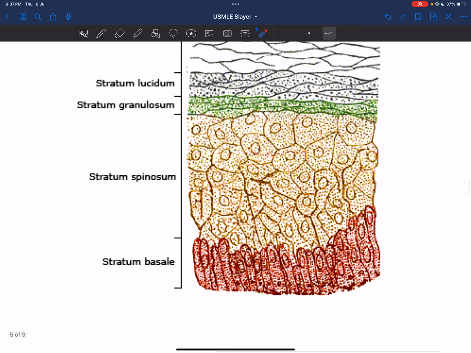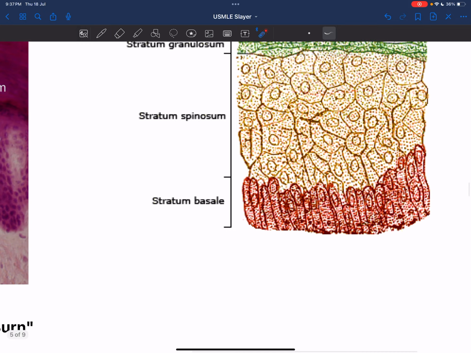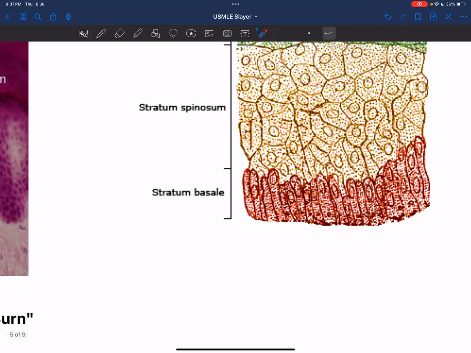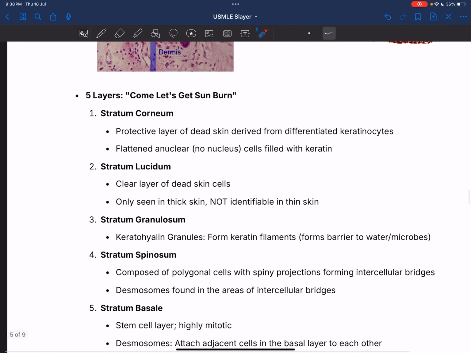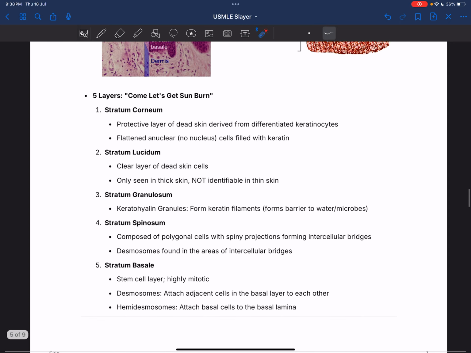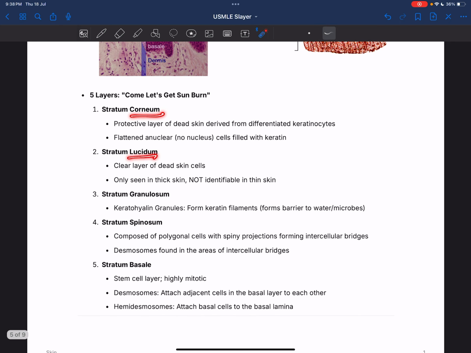So what do we call that? We call that a highly mitotic index. So basically it regenerates a lot and it creates everything else here. Something very high yield for you to know. So before we get to that, we have all of this written here. We have the corneum, we have the lucidum, we have the granulosum, spinosum, and the basale. Get this through your head.